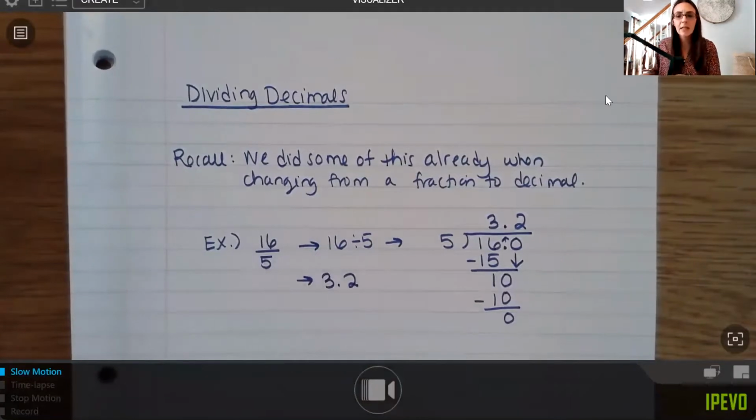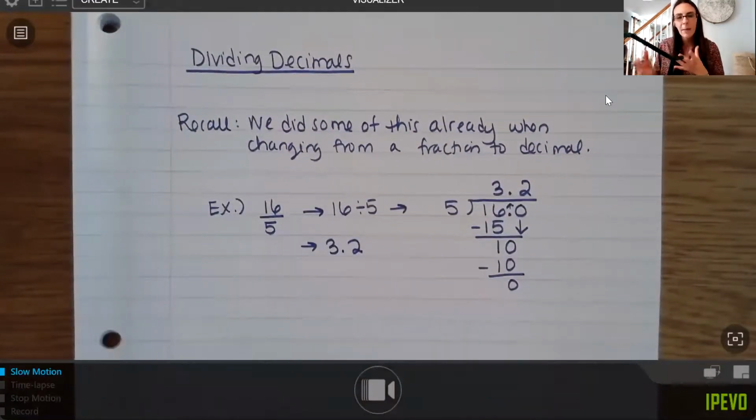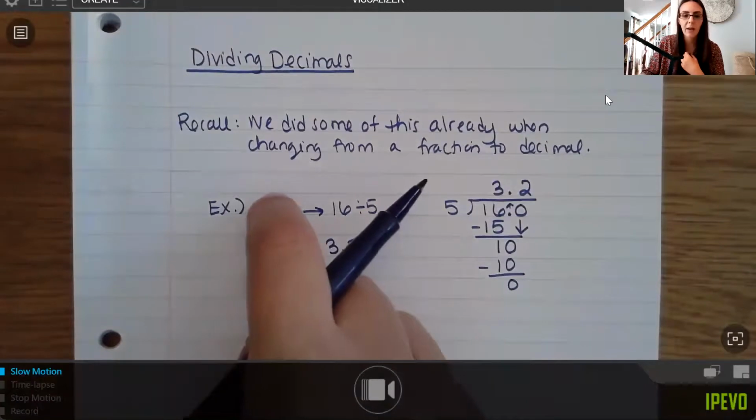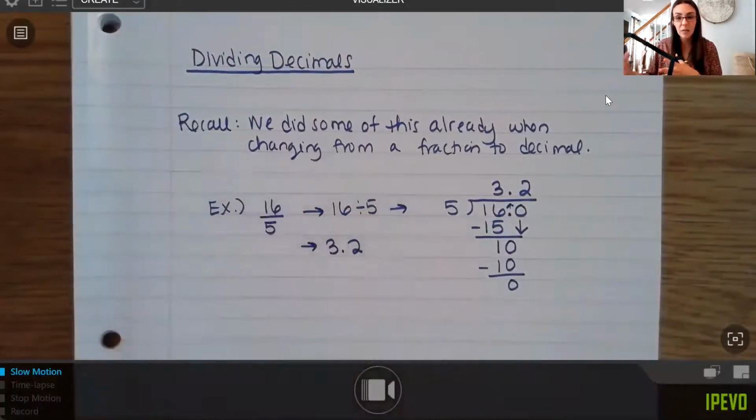So we have seen dividing a little bit with fractions, right? But we've kind of started with the more basics, a whole number divided by a whole number when we have a decimal answer. So now we're going to actually start bringing in decimals to start the division.